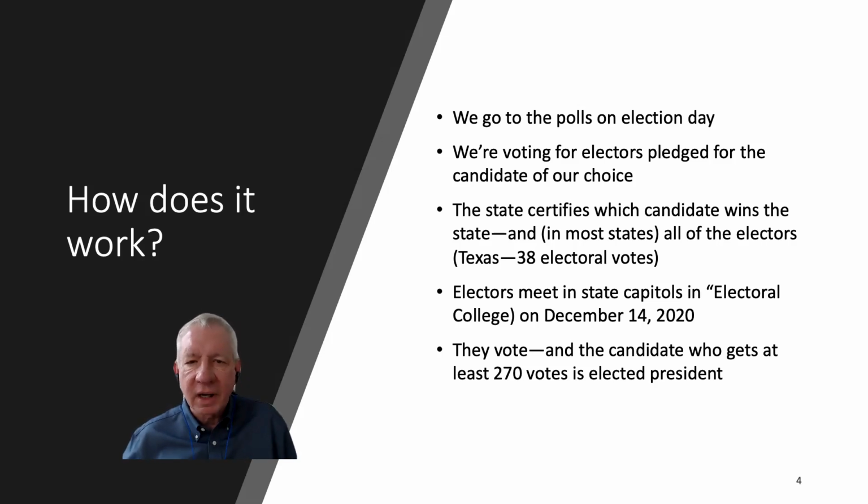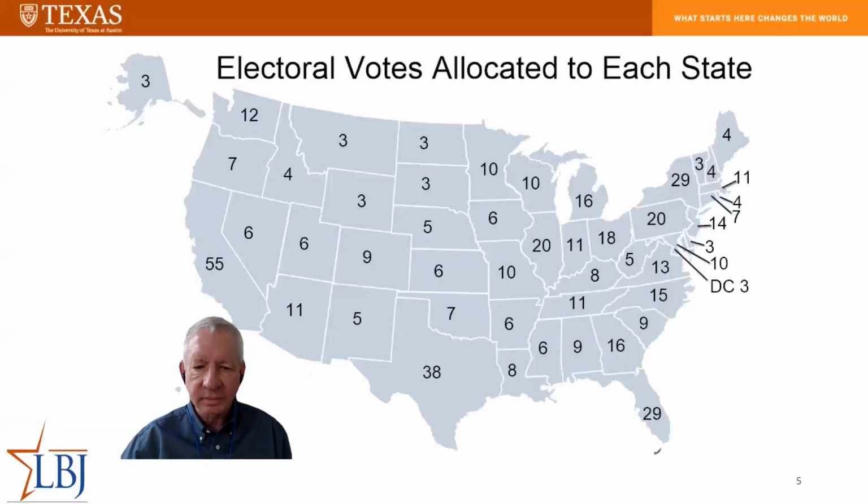So it's a very complicated process. The majority of the vote in each state determines the electors, the electors meet, the electors then vote on who becomes president in this thing we call the Electoral College, and whoever it is who gets at least 270 votes becomes elected president of the United States.